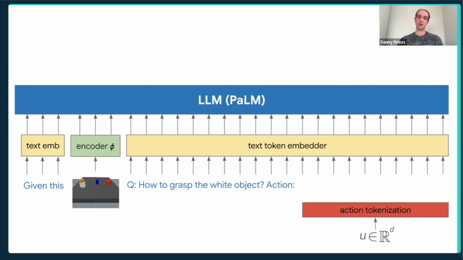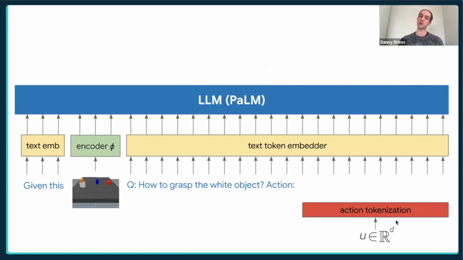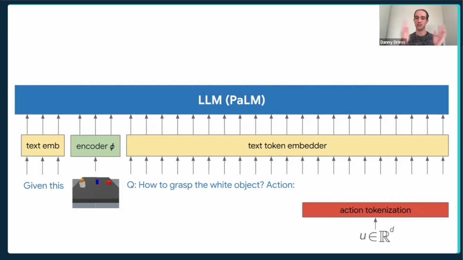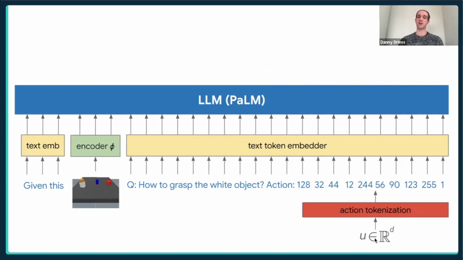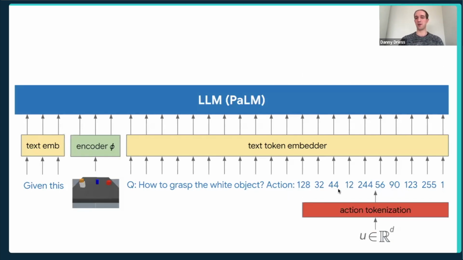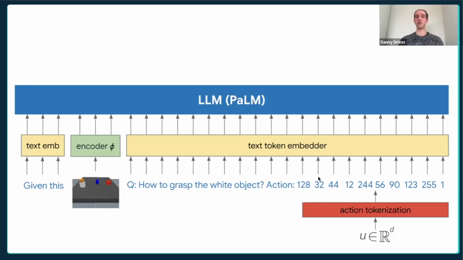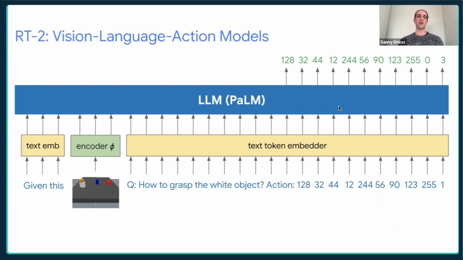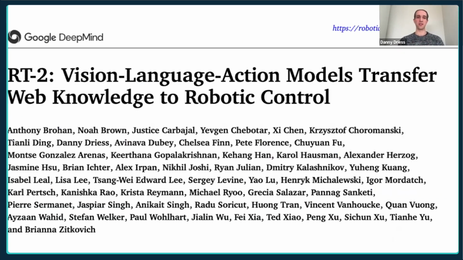And the idea is very simple. So we can take a robot action, which is, let's say, a d-dimensional vector, and put it through some action tokenizer. And this tokenizer can literally be as simple as just discretizing and binning the dimensions of this vector. So now we just represent a robot action as a sequence of numbers where each number represents one dimension. And by doing so, we've basically turned learning a robot policy into a vision language modeling problem, because this is now just text.